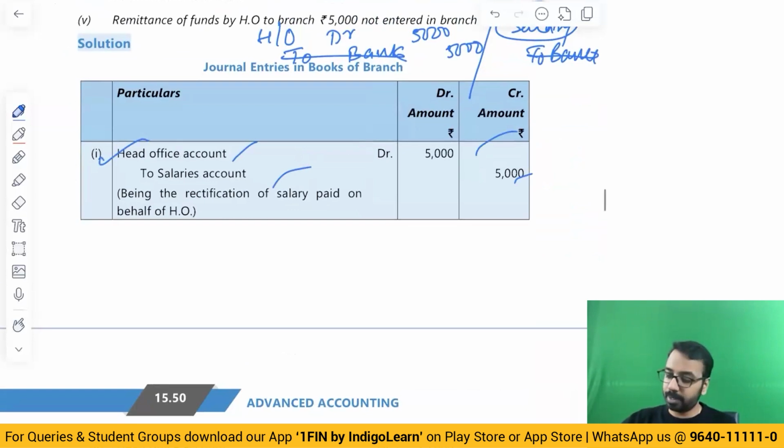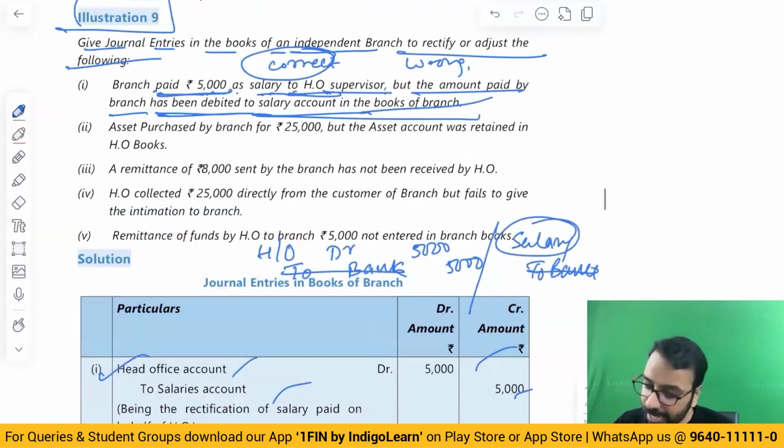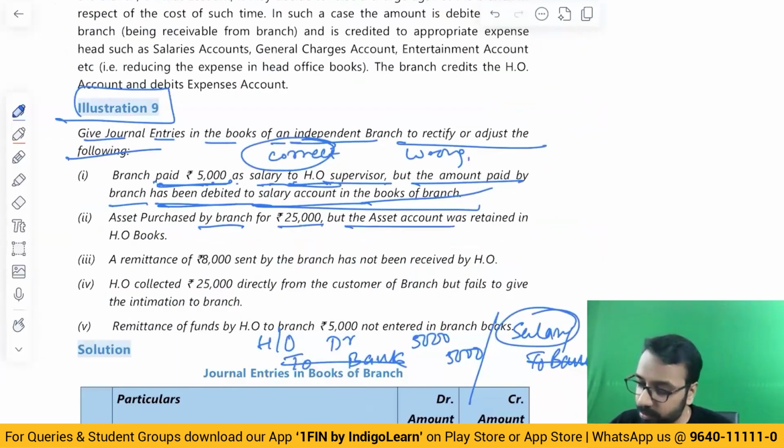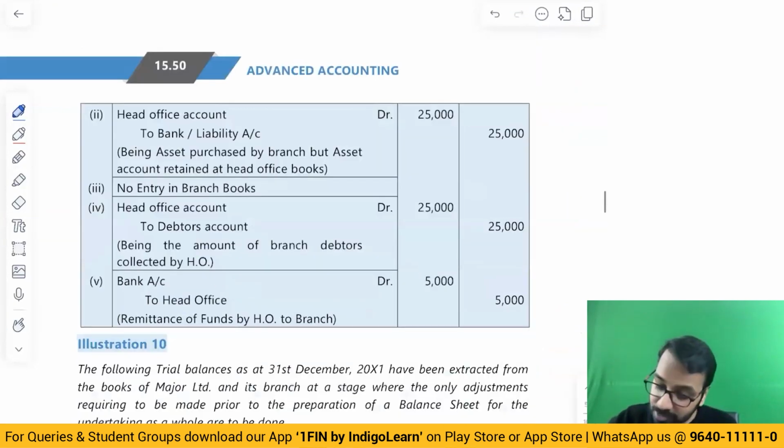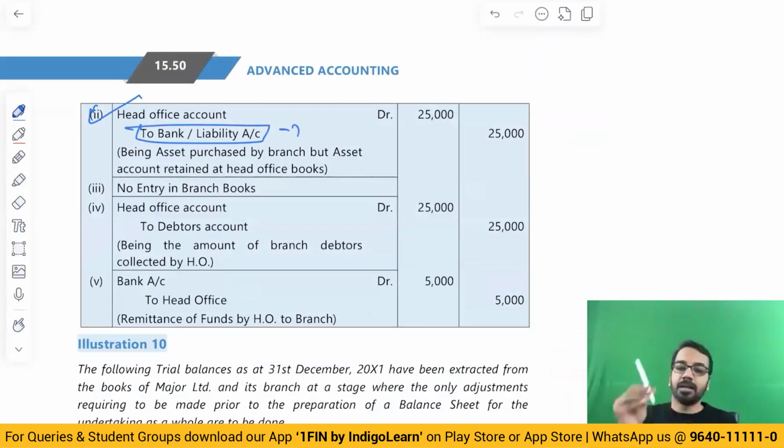Then asset purchased by branch 25,000, but asset account was retained in head office books. Where do we need to pass? In the books of the branch. I purchased the asset and gave the asset to head office, so debit head office. Credit bank or liability, because we have paid the money. So think of it: the branch bought this asset, and this asset has been given to head office. So debit head office. We paid money to the supplier, so credit the bank.